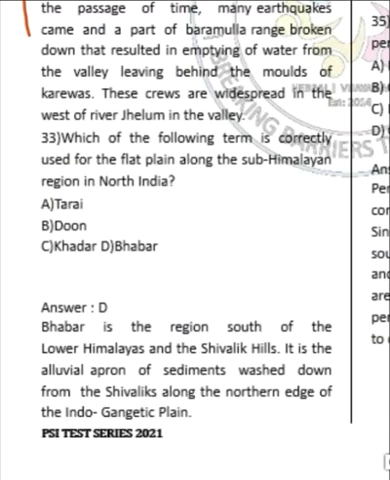Question number 33, it is asking which of the following terms is correctly used for the flat plain along the sub-Himalayan region in North India. So when you study the divisions of the Indo-Gangetic plain in India, you can see that it is divided into four regions. First of all, the Babbar plains, secondly the Tarai tract, thirdly the Bangar plains, and lastly the Khadar plains. So when you study the correct positioning of these parts of Indo-Gangetic plain, you can see Babbar will lie in the description given in the question. So correct answer is option D, Babbar.